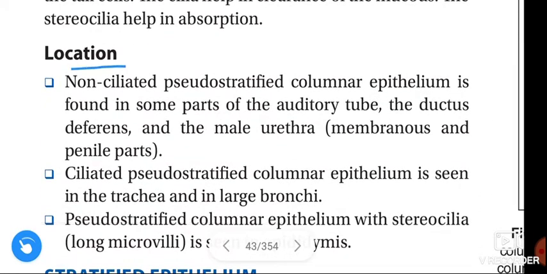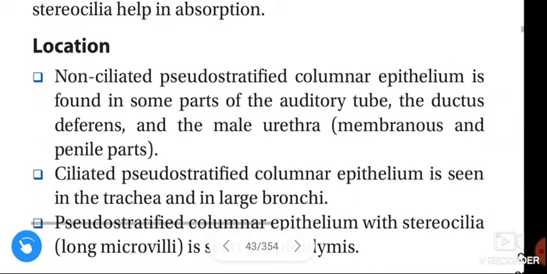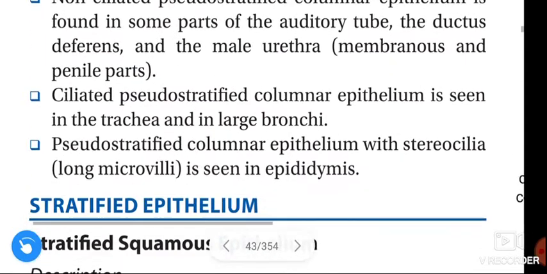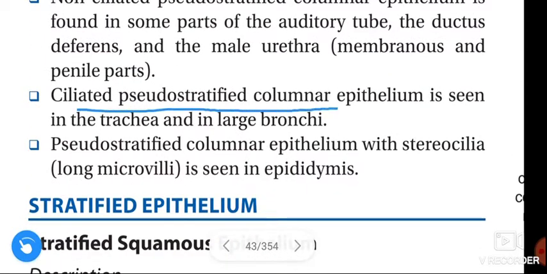Next, location of the pseudostratified epithelium. Non-ciliated pseudostratified columnar epithelium is found in some parts of the auditory tube, the ductus deferens, and the male urethra, membranous and penile parts. Ciliated pseudostratified columnar epithelium is seen in trachea and in large bronchi. Pseudostratified columnar epithelium with stereocilia, which means long microvilli, is seen in the epididymis.